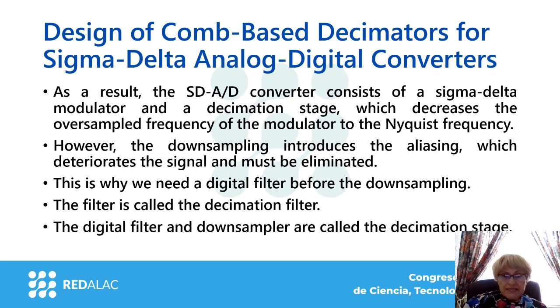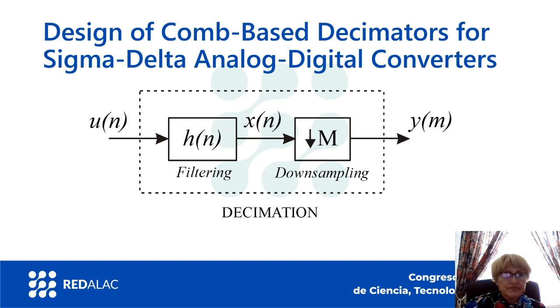However, the downsampling introduces aliasing, which may deteriorate the signal and as a result must be eliminated. This is why we need a digital filter before the downsampling. This filter is called a decimation or anti-aliasing filter. Digital filter and downsampler are called the decimation stage.